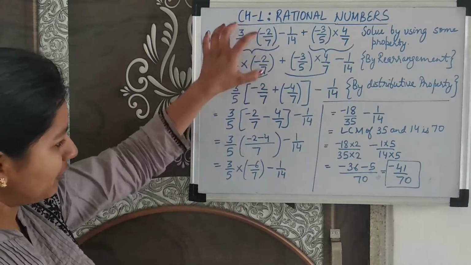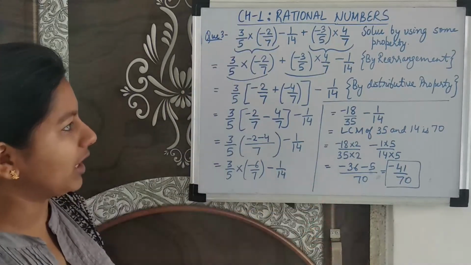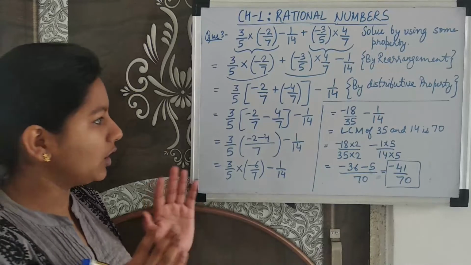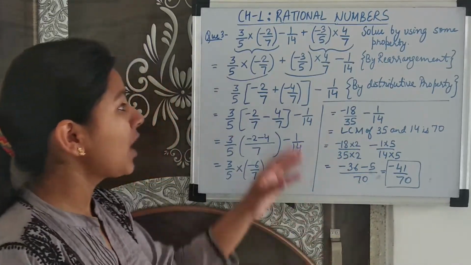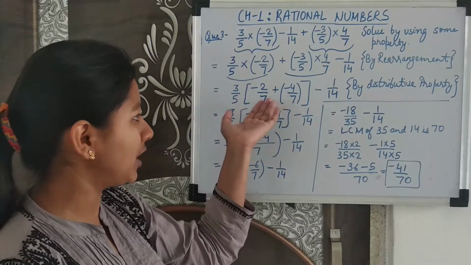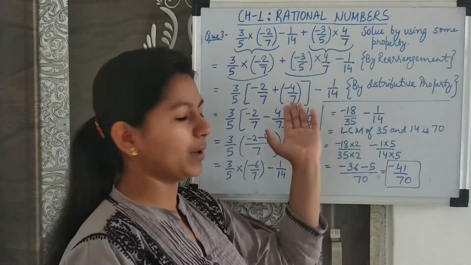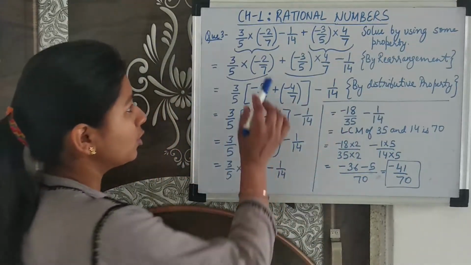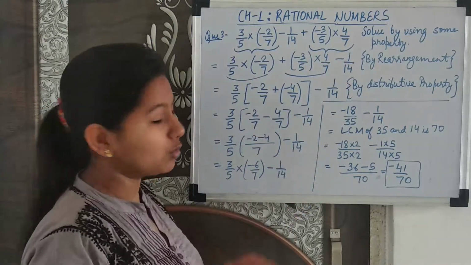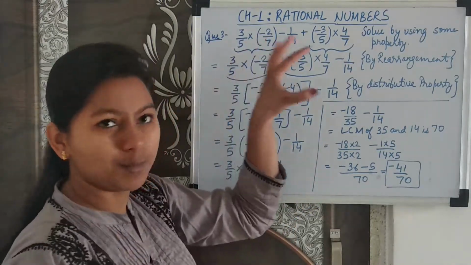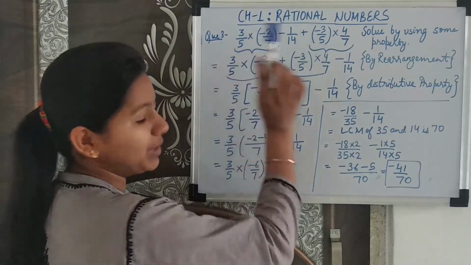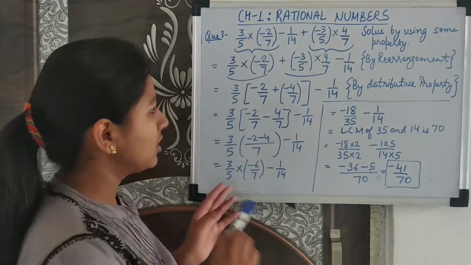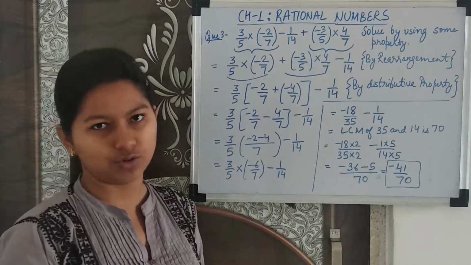So you can see from the top to the end what we have done. We have done all the operations of fractions also, all the operations of integers also, as well as we have used distributive property in the beginning. So how we have come to know that we can use this property just by observing the question carefully and finding that one number is being repeated twice. So in this way we can solve any question.